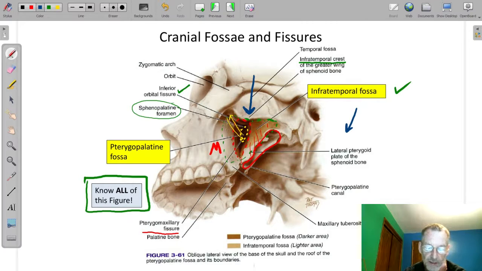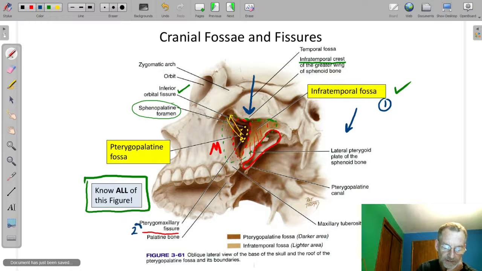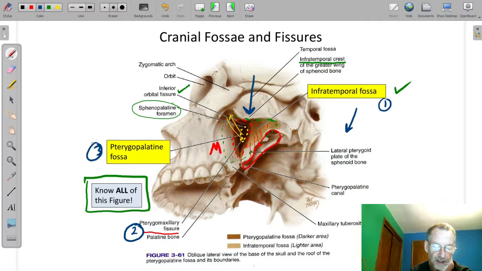So where would the pipe cleaner pass first? Well, it would first pass through the infratemporal fossa. It would pass through that first, and then it would keep going deeper and deeper, and then it would pass through this pterygomaxillary fissure. And if you keep going deeper and deeper still, then you would pass through the pterygopalatine fossa. You'd be in that fossa.